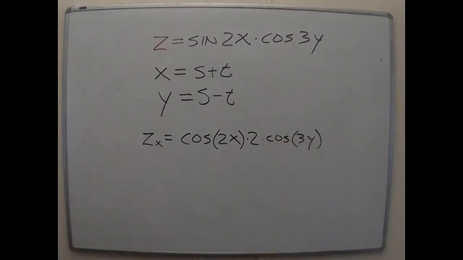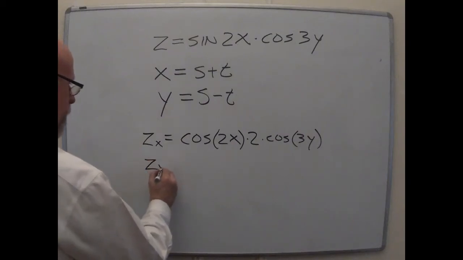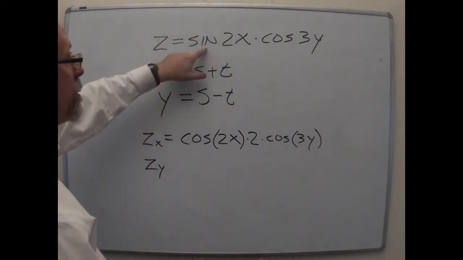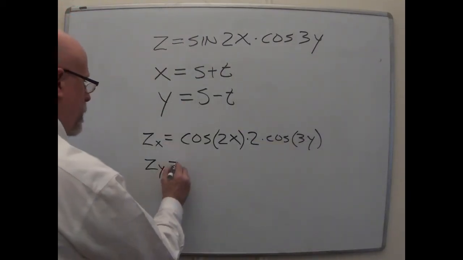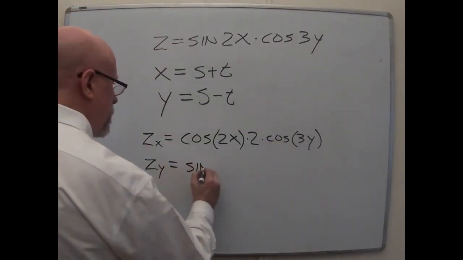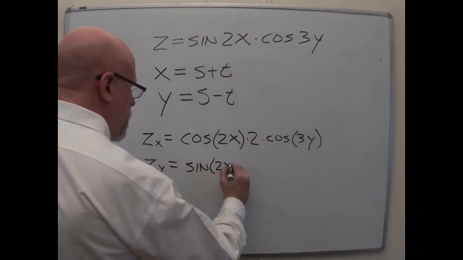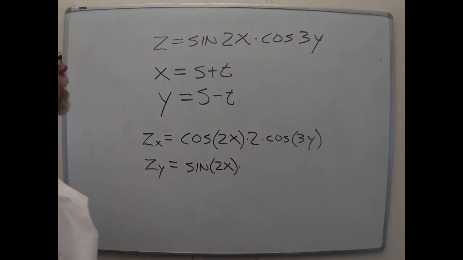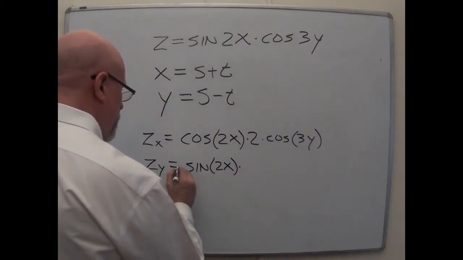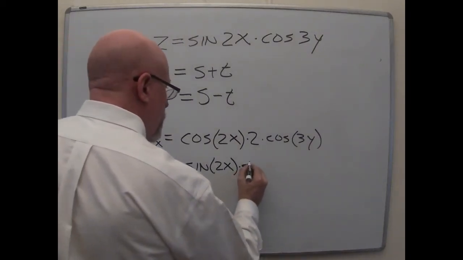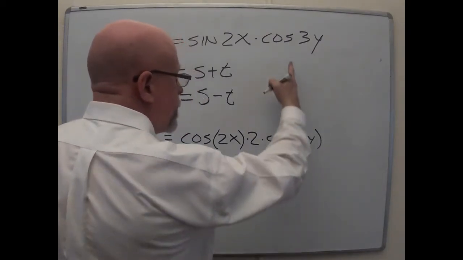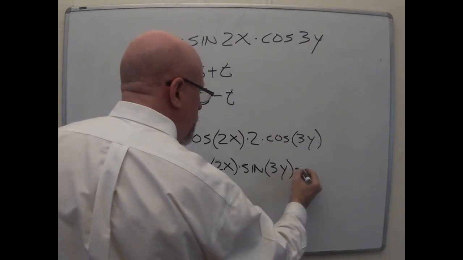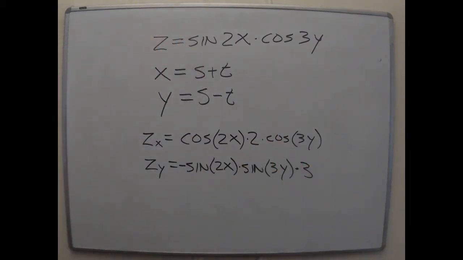That's z sub x. Z sub y is pretty similar, except now we're going to think of x as being the one that's fixed. So this is just a constant multiple of the trig function, cos of 3y. So we get sine of 2x times cosine's derivative, which is minus sine. I want to put the minus out front. Minus sine of 3y, and ordinary chain rule means we need another 3 there. Okay, that's z sub x and z sub y.